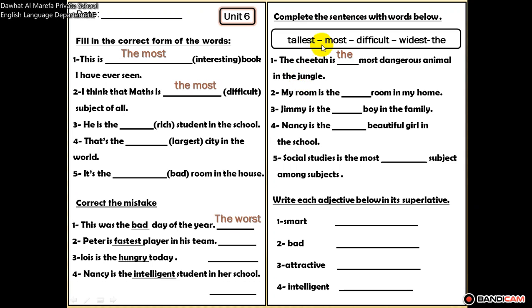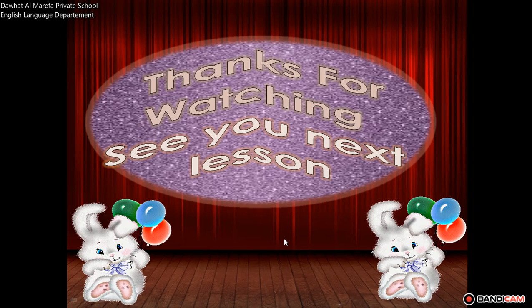Here we choose from the box. The cheetah is the most dangerous animal in the jungle. My room is the widest in my home. Let's get down. Write each adjective below in its superlative form. Smart, the smartest. Bad, the worst.